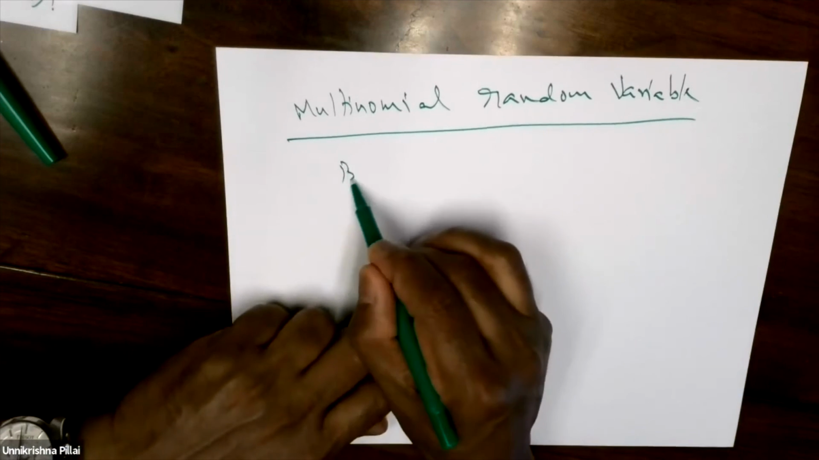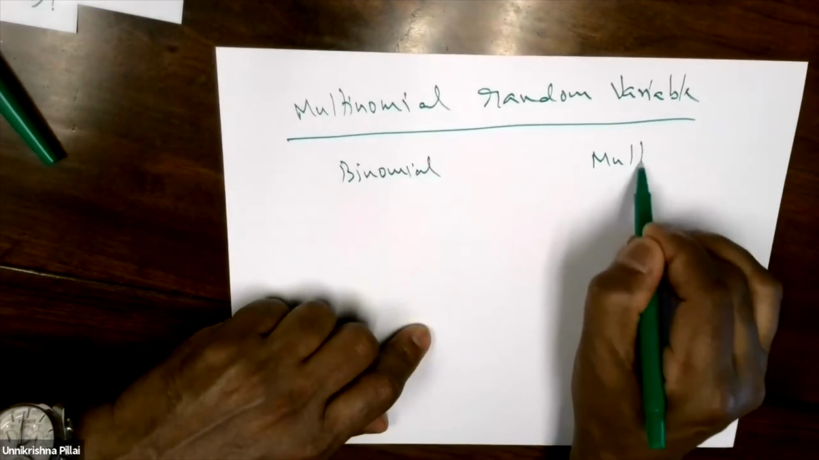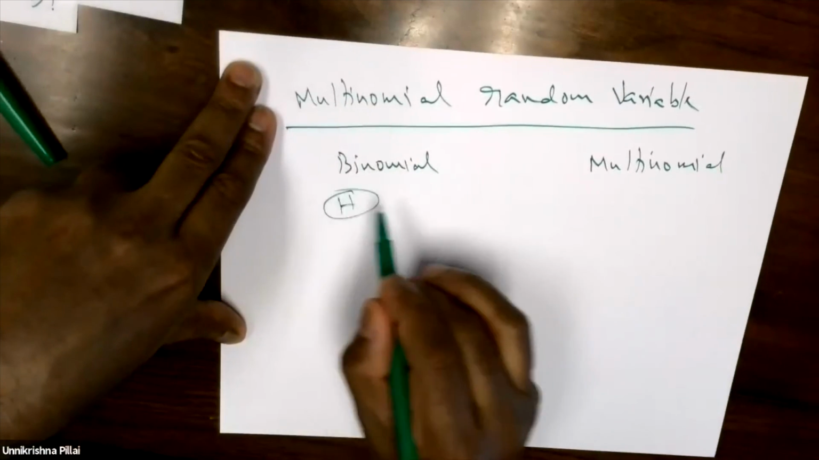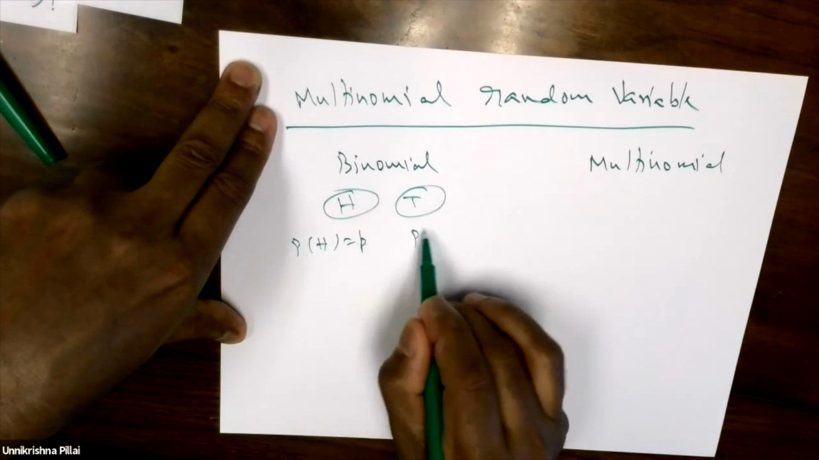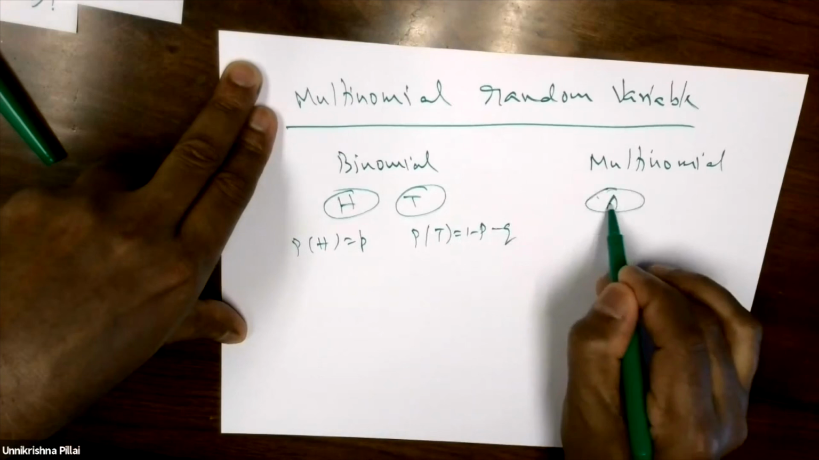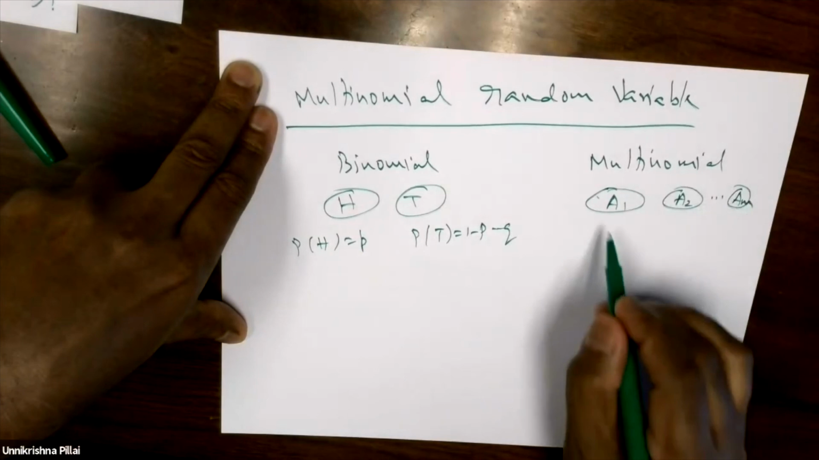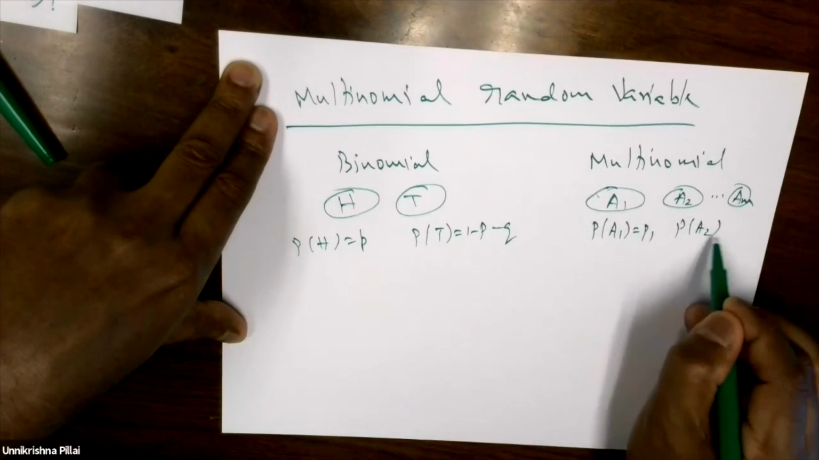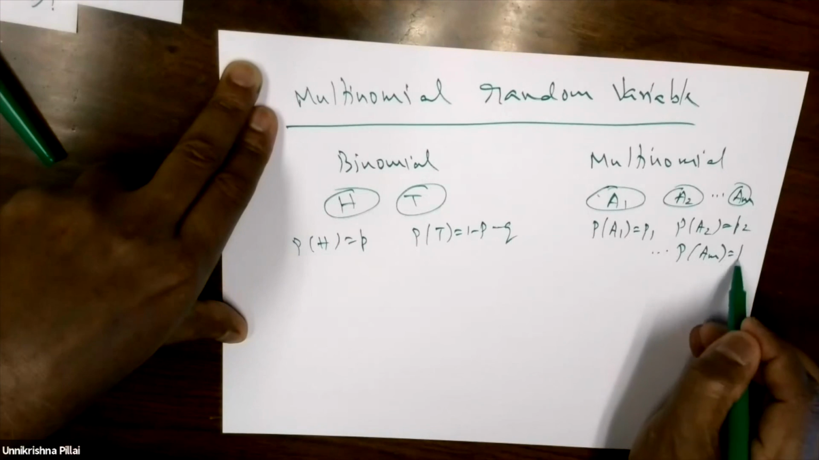So what is binomial versus this? Binomial, as it says, you only have 2 basic events, head or tail. Probability of head is p. Probability of tail is 1 minus p, which is q. Whereas here you have multiple options, a1, a2, etc., let's say am. The probability of a1 is p1, probability of a2 is p2, etc., probability of am is pm.